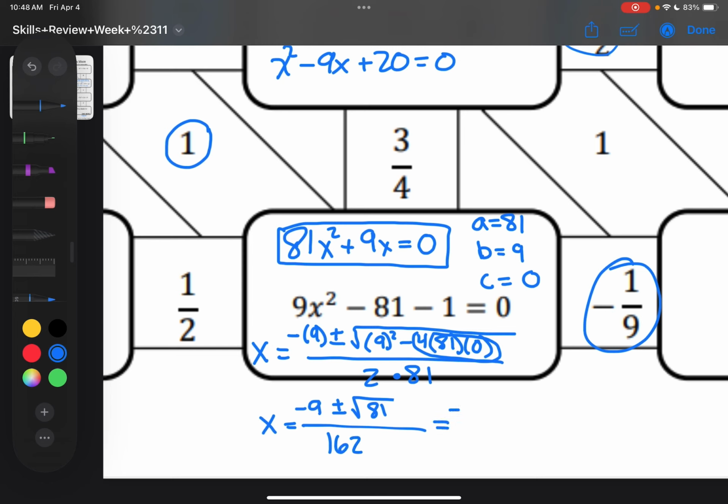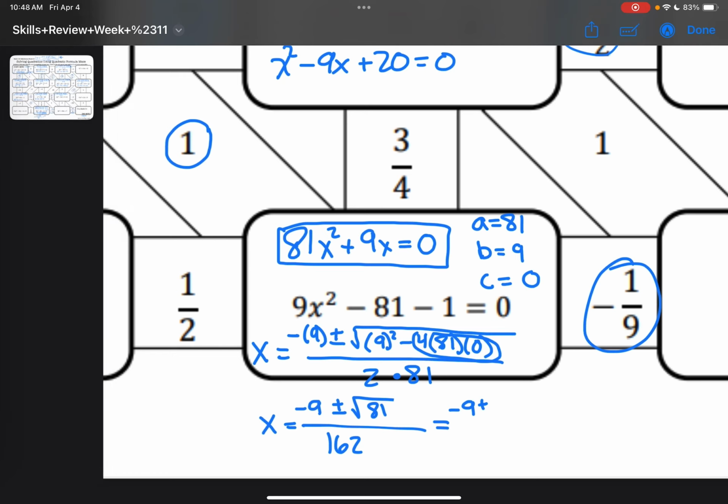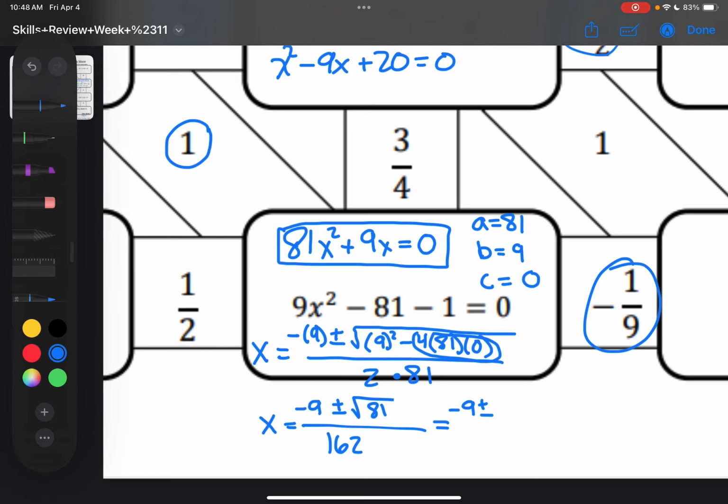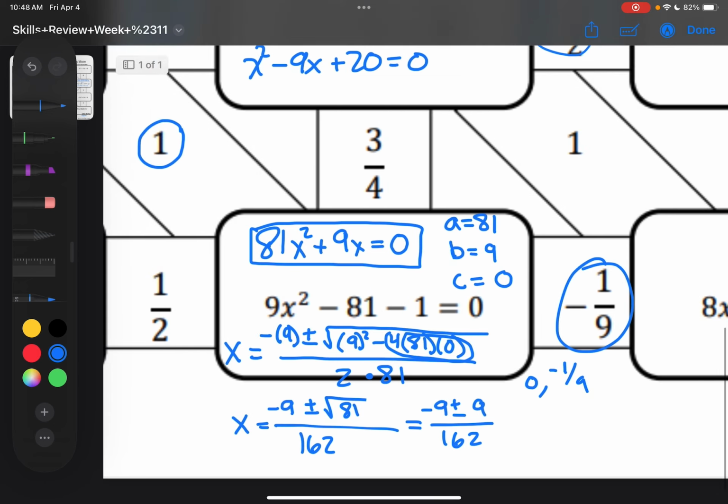Then do this again. We have our negative 9. This is a plus or minus. Square root of 81 is 9 over 162. You're going to see one of them is going to get you a 0 over 162, which is 0. And then the other solution should be negative 1/9. So yeah, that was the typo. I don't know what exactly happened. But that's the only way to get negative 1/9 with any of those numbers.